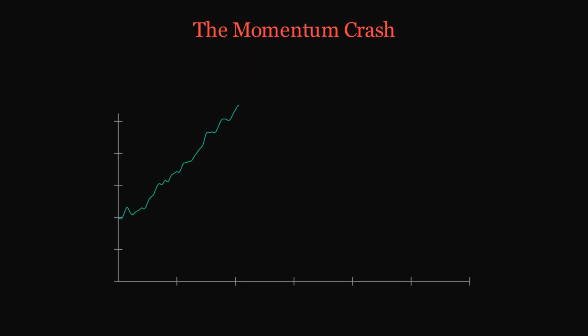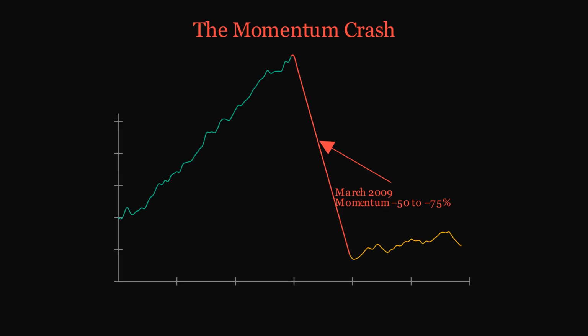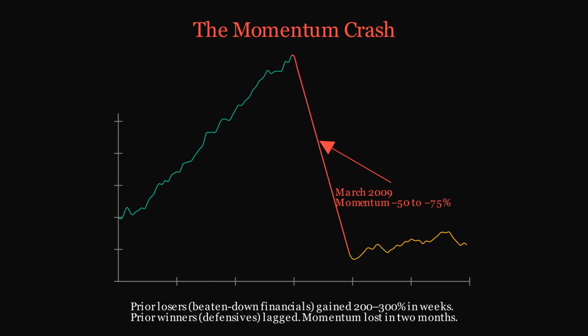Momentum's Achilles heel. In sharp market reversals, particularly after prolonged crashes followed by sudden recovery, momentum strategies can lose catastrophically. March 2009, the bottom of the financial crisis. Prior 12-month losers, beaten down financials, exploded upward 200 to 300% in weeks. Prior 12-month winners, defensive stocks, lagged badly. Momentum strategies lost 50 to 75% in just 2 months.